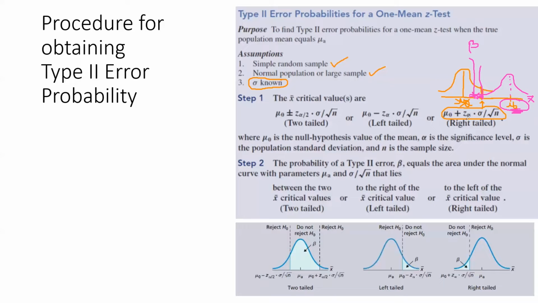So we are in this situation for a right-tailed test. We're going to look for the area to the left of the critical value. So the idea here is we want to find this beta.